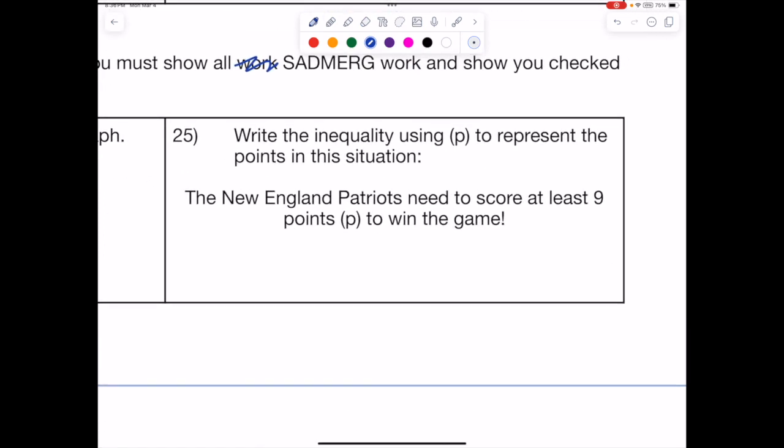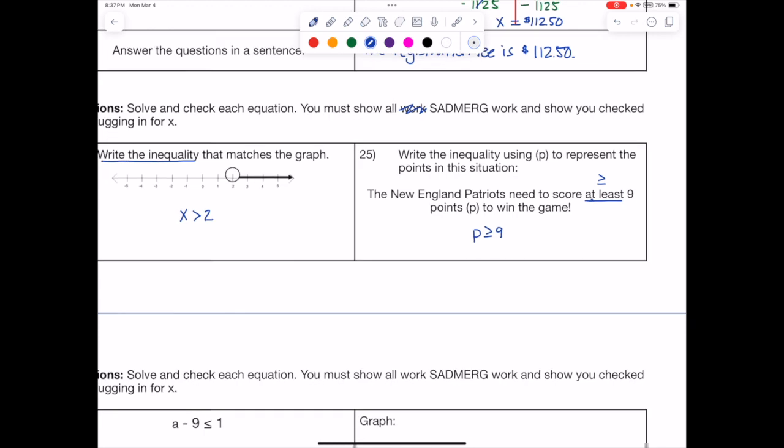Let's write the inequality using P to represent the points in this situation. The New England Patriots need to score at least 9 points to win the game. What does at least mean? Well, they want to be 9 or more, so greater than or equal to. They were using P as points, so we're just going to write P. The points need to be greater than or equal to 9. Nice, simple inequality.